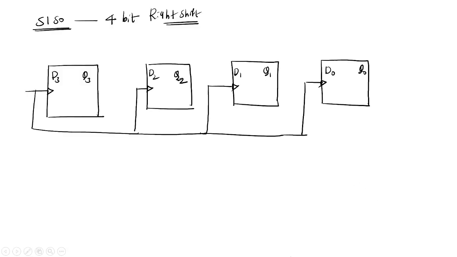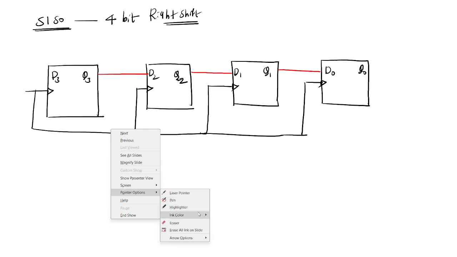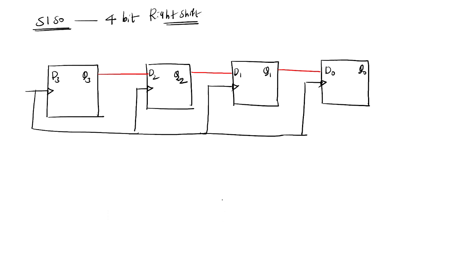So here this Q3 is connected to D2 and Q2 is connected to D1 and Q1 is connected to D naught. So here suppose data is sent serially. Serial data you are inserting. Let us take I am inserting 111, and I'm taking out serial data out.